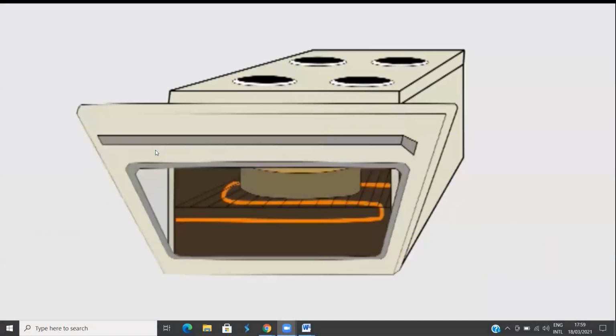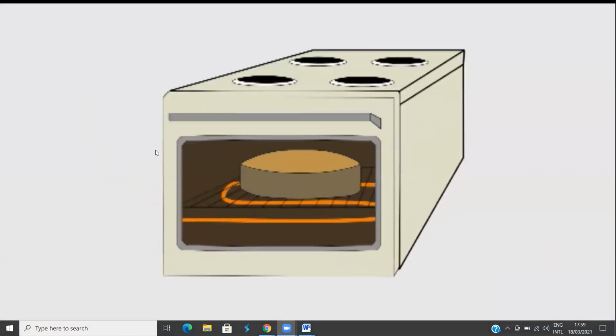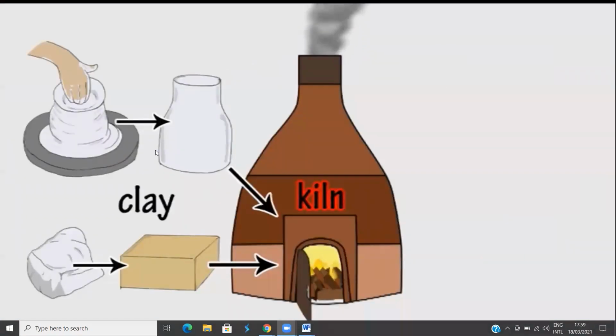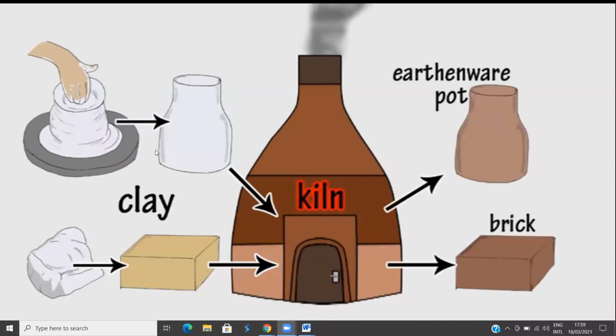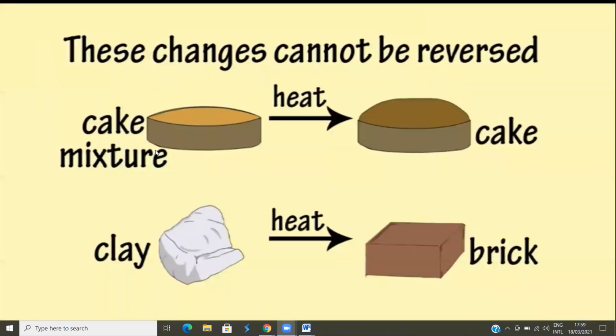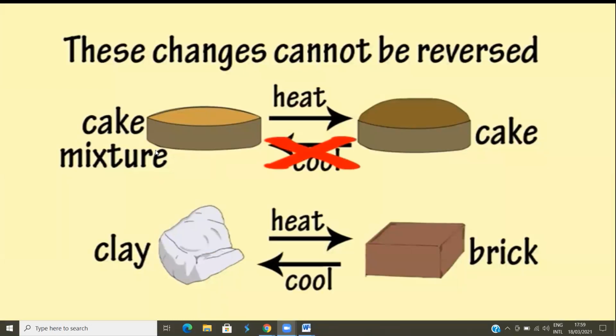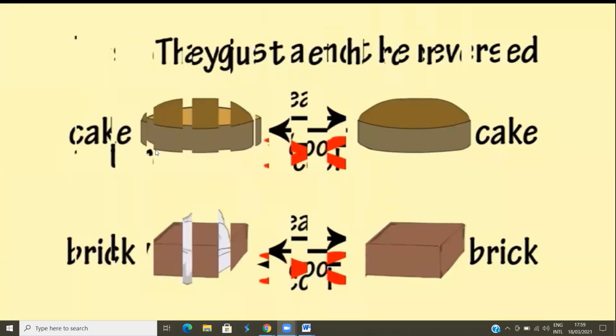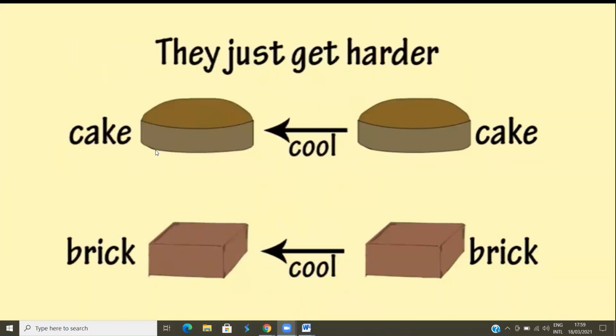Other materials undergo different sorts of changes when they are heated up. For example, cake mixture rises and turns into solid cake when it is baked in a hot oven. Clay can be shaped and turned into hard bricks and earthenware when it is baked in a very hot kiln. These changes cannot be reversed. Cake doesn't change back into cake mixture, and bricks don't change back into clay when they are cooled down. They just get harder.